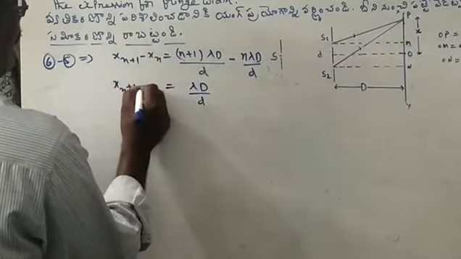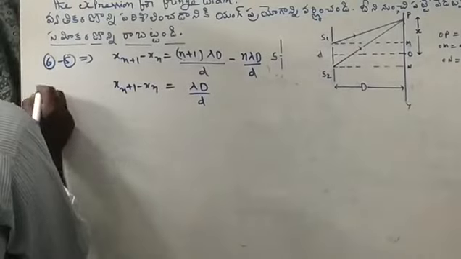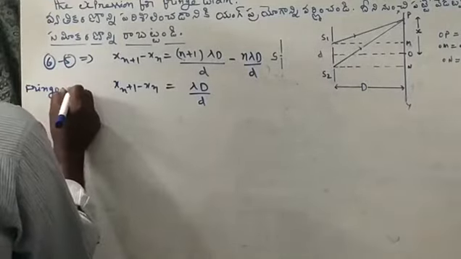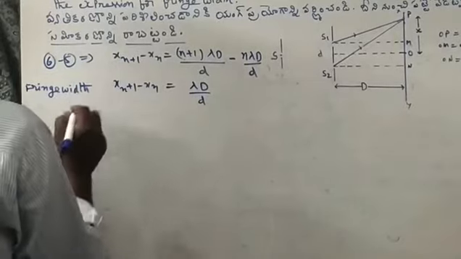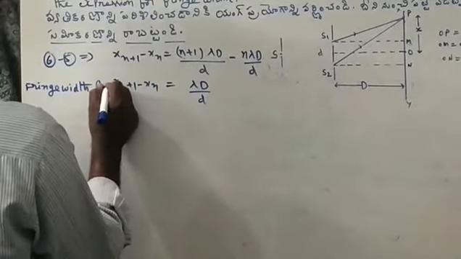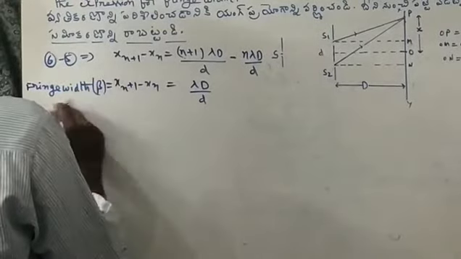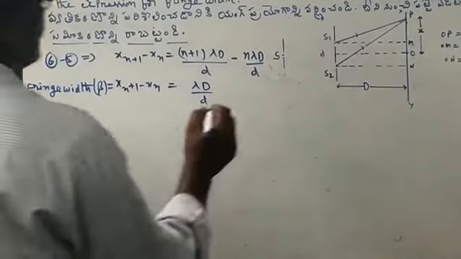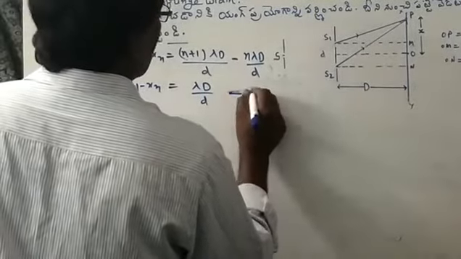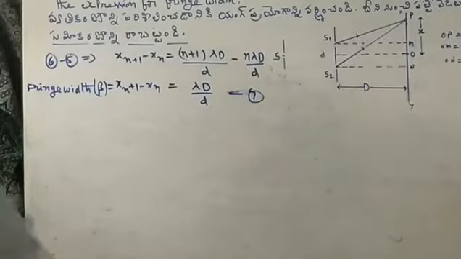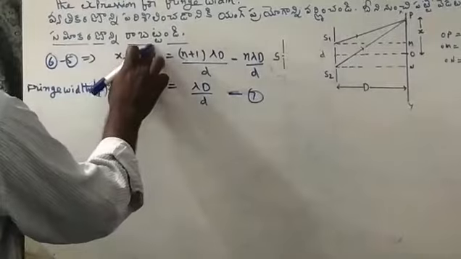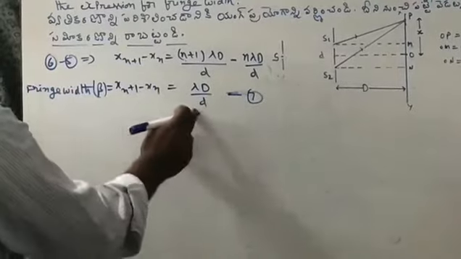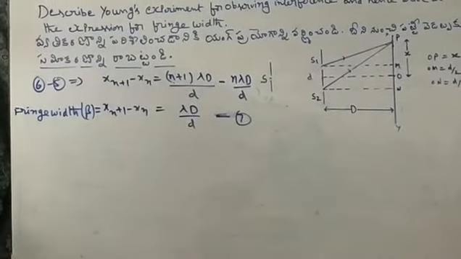xn plus 1 minus xn means fringe width. This is our answer. Fringe width, denoted by the letter beta, is equal to xn plus 1 minus xn, which is equal to lambda D by small d. This is equation number 7. We wanted the fringe width, and from this we arrive at the expression for fringe width: beta is equal to lambda D by small d.